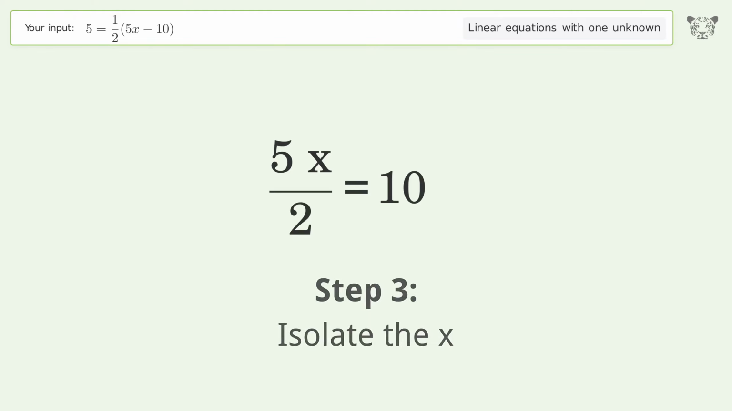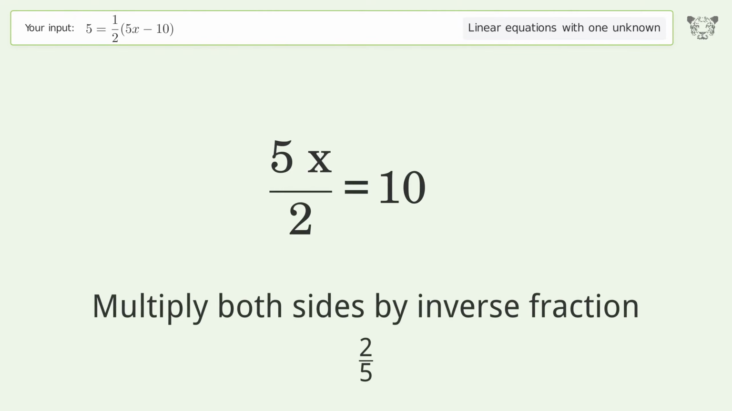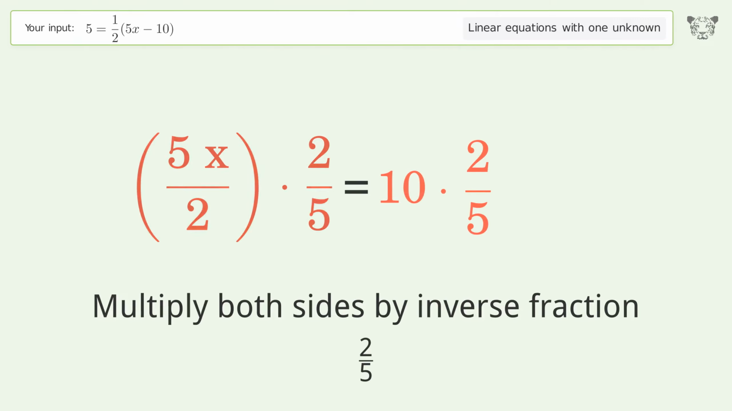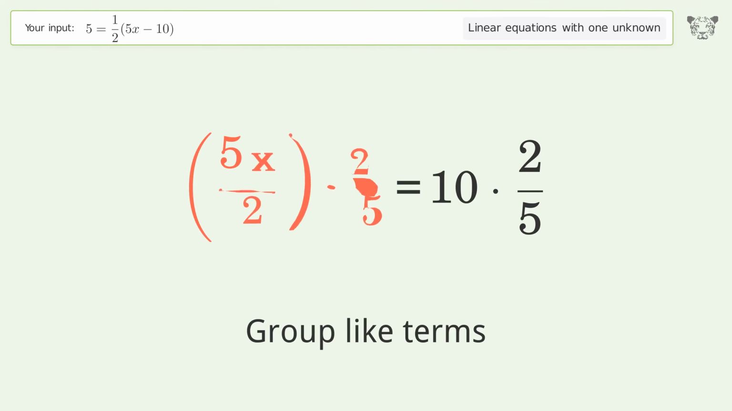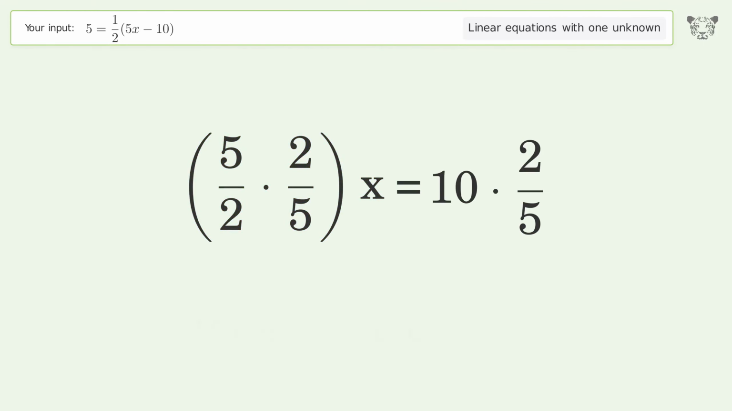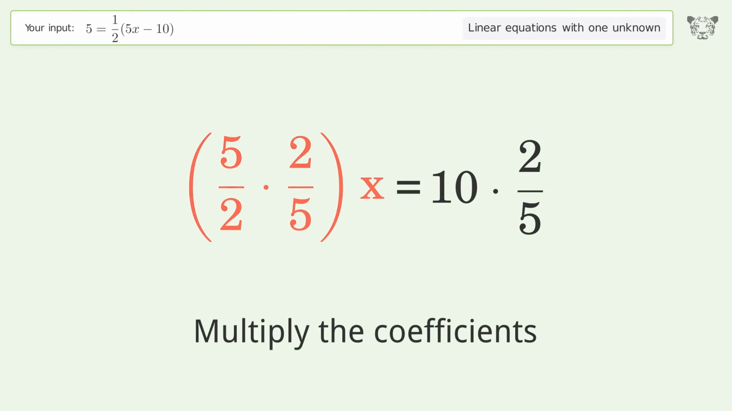Isolate the x. Multiply both sides by inverse fraction 2 over 5. Group like terms. Multiply the coefficients.